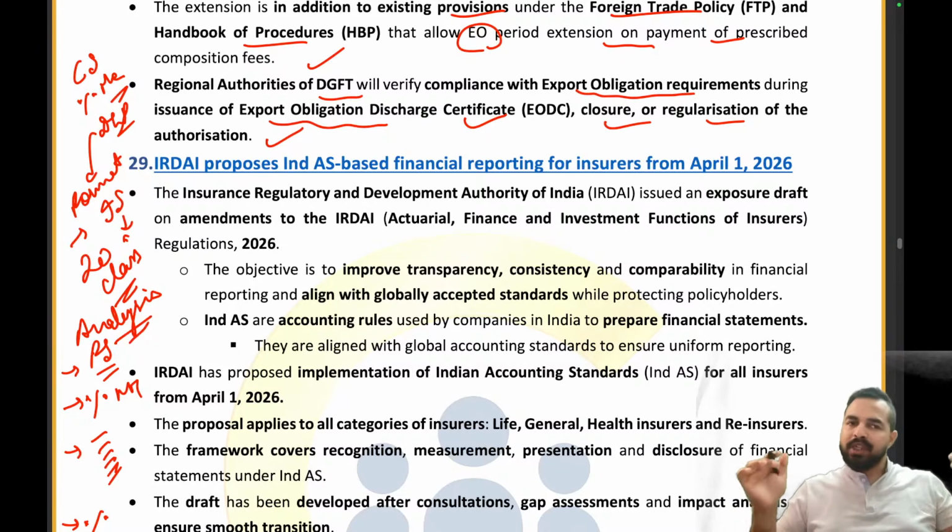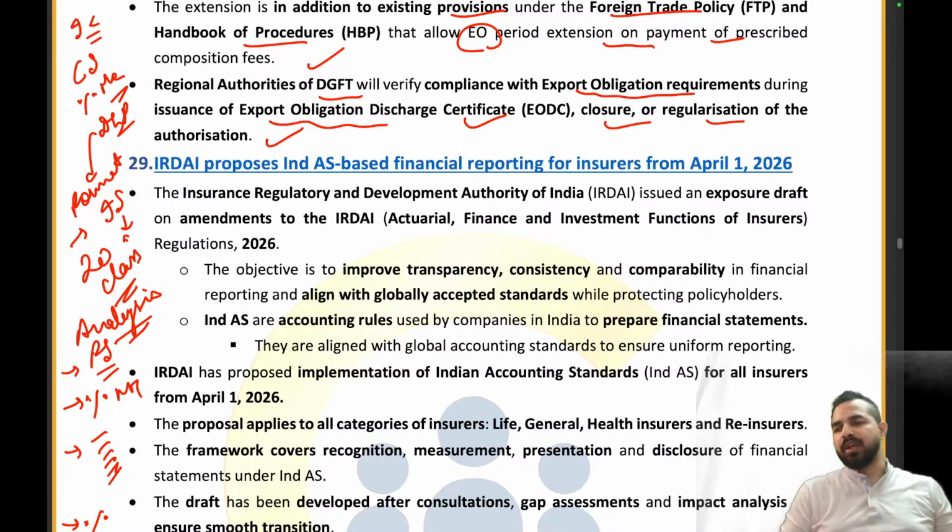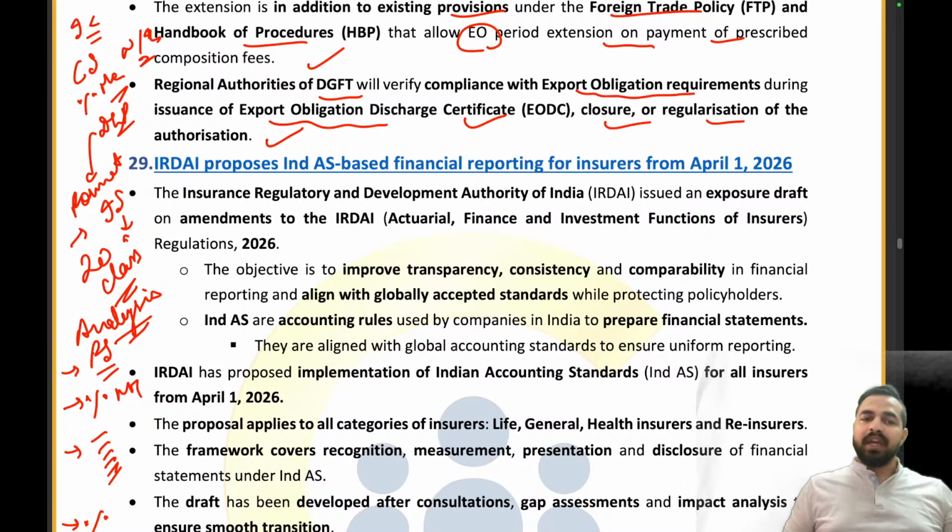Clear, everyone? So similarly, my dear friends, you know that when companies are required to create their financial statements, earlier the insurance companies were using different formats, but we were not able to compare their performances at the national and international level. So in order to align their financial reporting, the Insurance Regulatory and Development Authority of India has proposed Indian Accounting Standards based financial reporting for the insurers from 1st of April 2026.